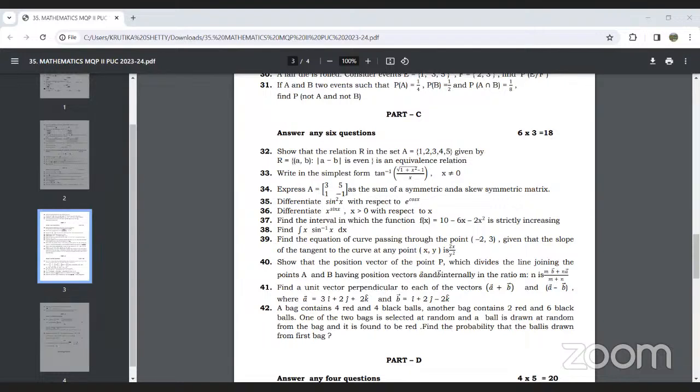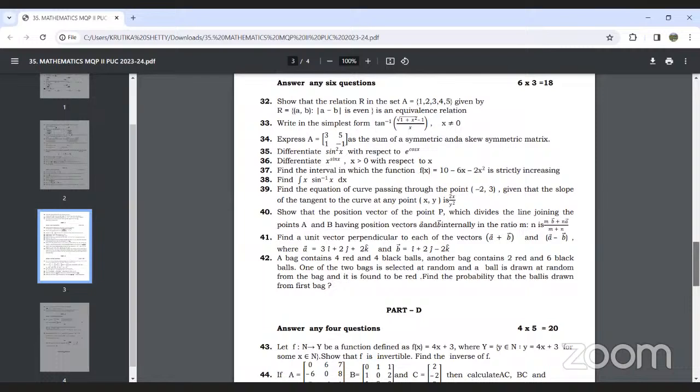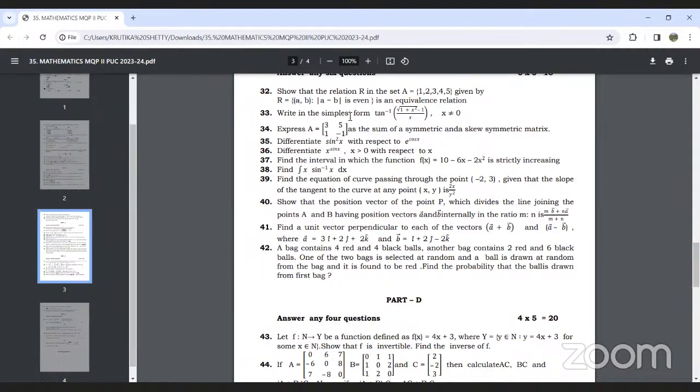Next, question number 33. In question number 33, we need to find out the simplest form of tan inverse of root of 1 plus x square minus 1 upon x. So this example we are solving by the substitution method.